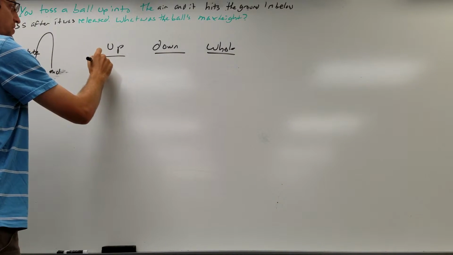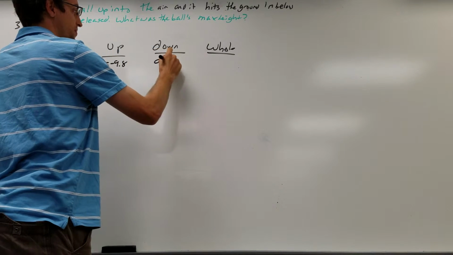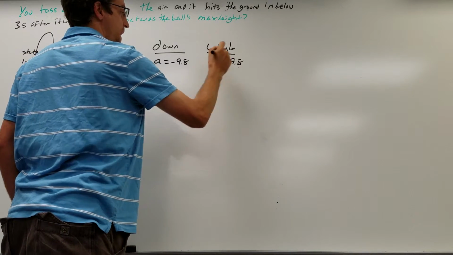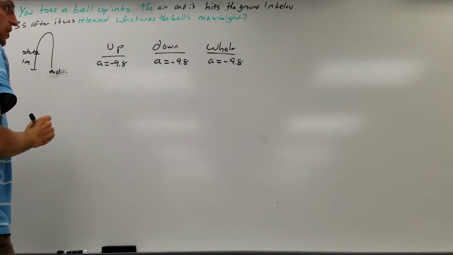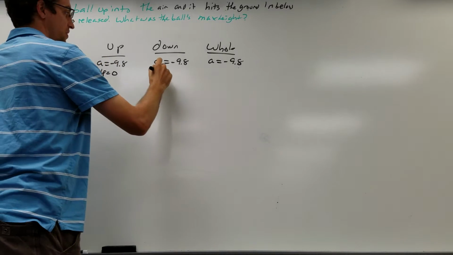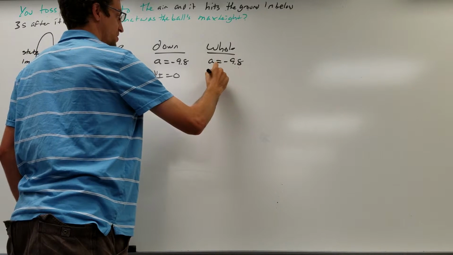So for the up part, acceleration is negative 9.8, which is true for all of them. We also know that V final for the up part equals 0, and V initial for the down part equals 0. We don't know what V initial is for the whole path.